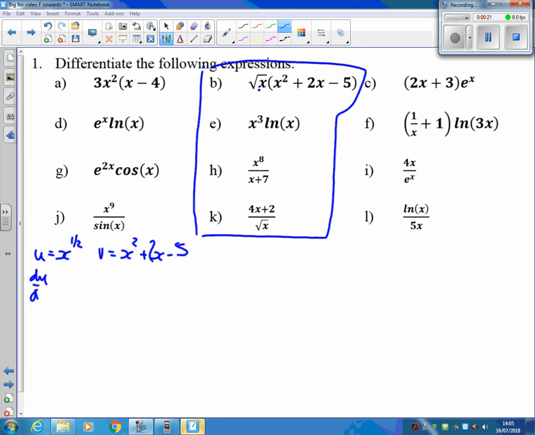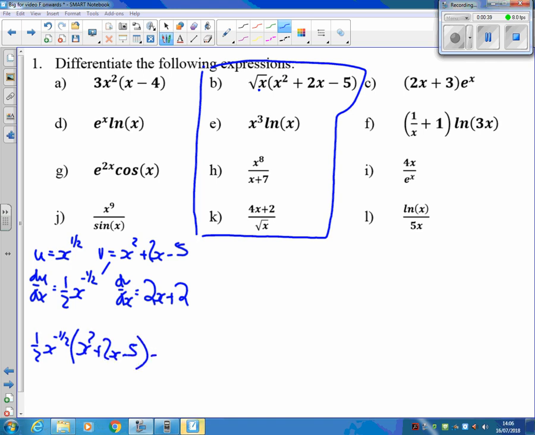Differentiating each side individually gives you a half x to the minus a half here, and here we've just got 2x plus 2, haven't we? And the product rule is these two bits times together, times by x squared plus 2x minus 5, plus, the product rule is plus these two bits times together, times by x to the half. I'm not going to tidy that up, I'll just leave it like that.